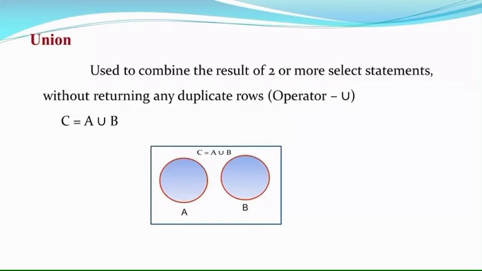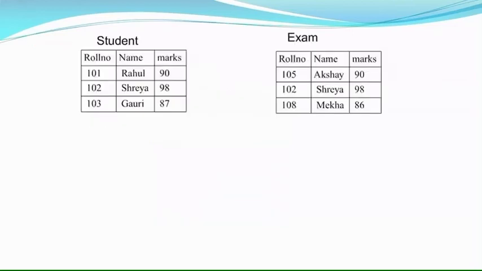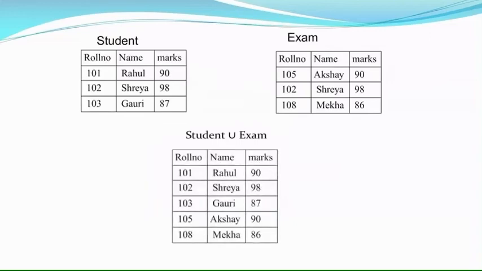Now we can check one another example. Here we have two tables, student and exam, with columns roll number, name and marks. Both of these tables have identical columns. Now we can apply the union operator, that is student union exam. So the resultant table will be like this. It will return 5 rows only.